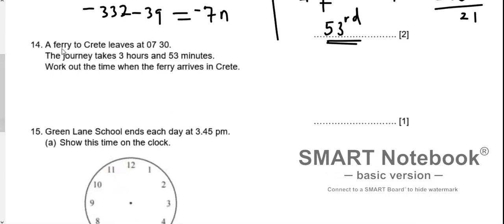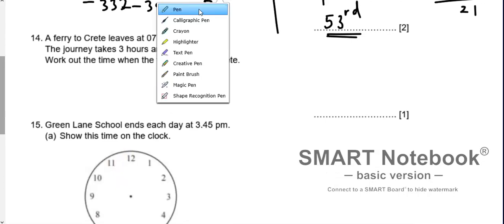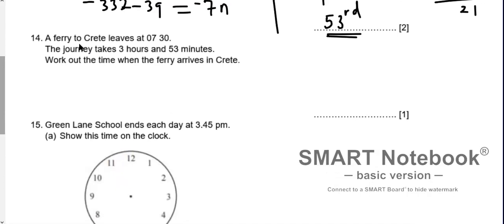A ferry to Crete leaves at 7:30. The journey takes 3 hours and 53 minutes. Work out the time when the ferry arrives in Crete. Okay, so we have a ferry to Crete leaves at 7:30. So we have hours there, and we have minutes there. So we have 7 hours, 30 minutes. So it takes, that means we have to add 3 hours, 53 minutes.